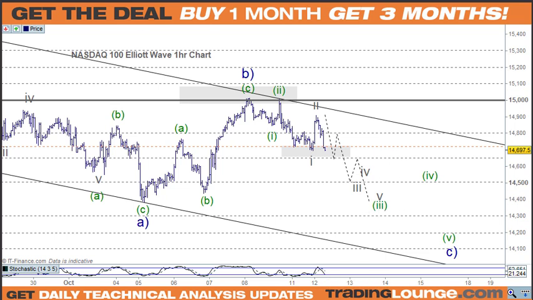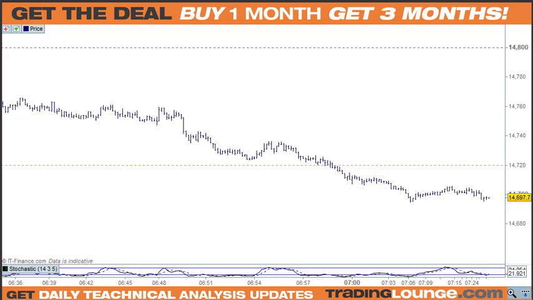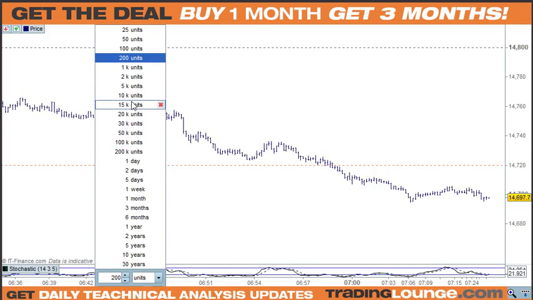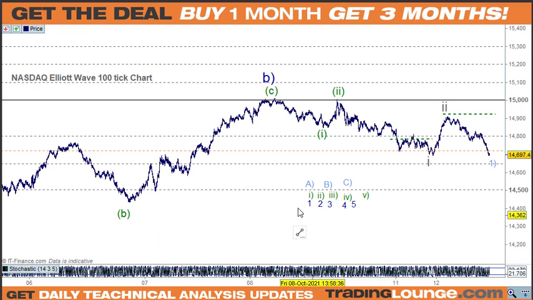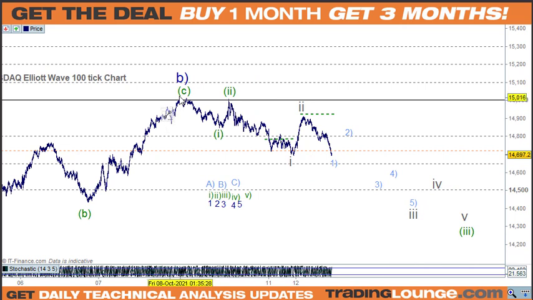So let's just take a look at that on the tick chart. 100 ticks. Bring in a bit more data. Okay, so just from the top here, this is how I've got it at the moment. Down for wave 1, back for 2, and then down for 1 here, and back for 2 here, and then down for 1 here. That's probably not finished.